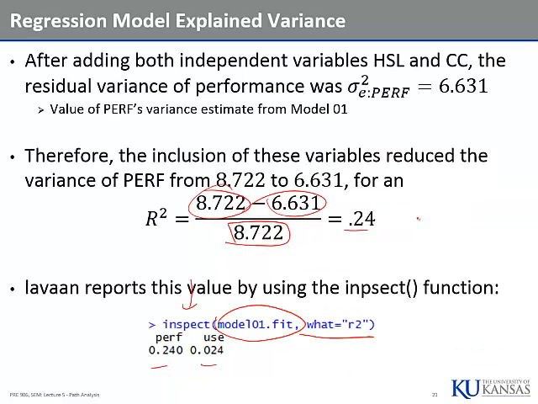Okay, so how's it going? Questions? R squared for performance was 0.24. R squared for usefulness was 0.024. One was 10 times the value of the other.